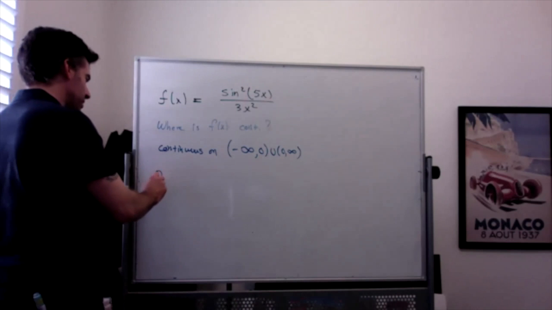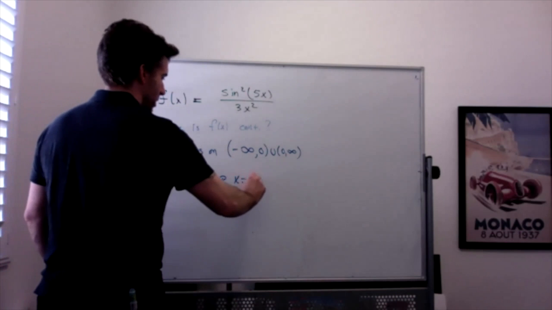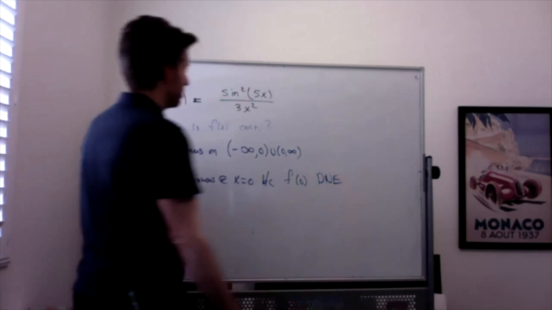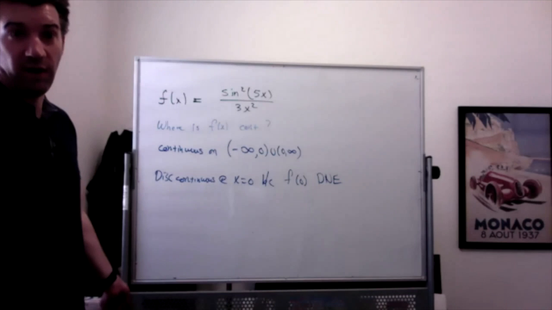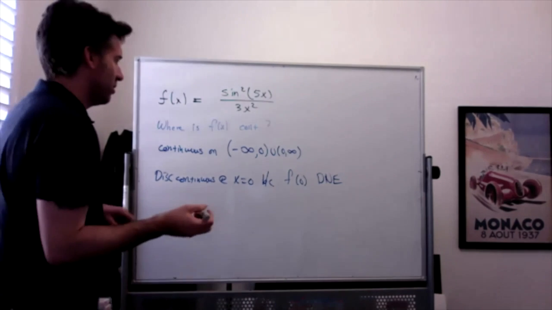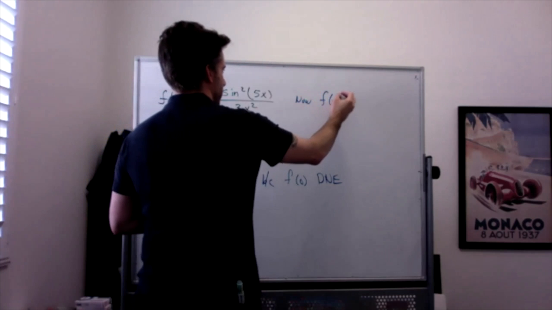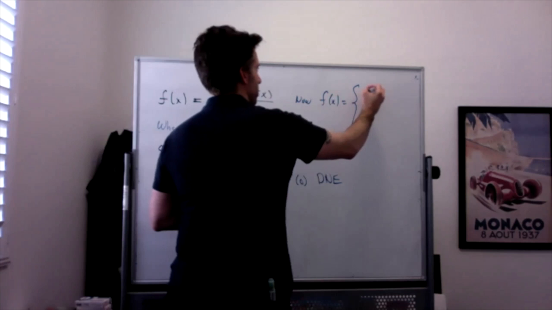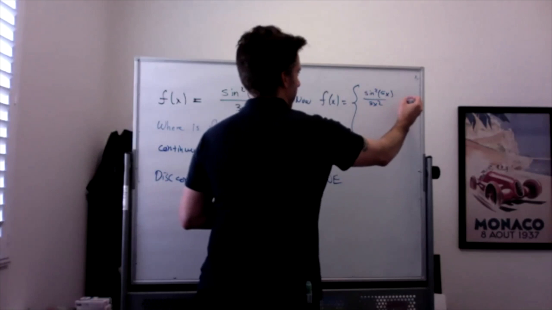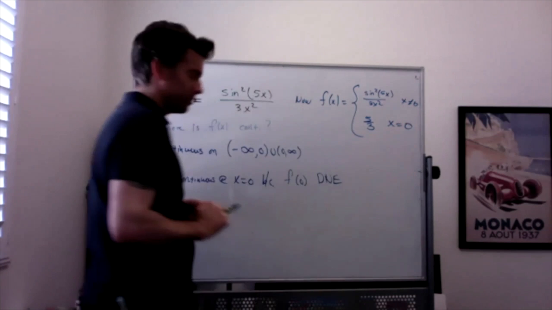And it's discontinuous at 0 because f of 0 does not exist. Right? You get 0 over 0, which is undefined, indeterminate. All right, well, what if I did this? What if instead I said, okay, now I'm going to redefine f of x to be this function, sine squared of 5x over 3x squared, as long as x is not 0, and 5/3 when x is 0.